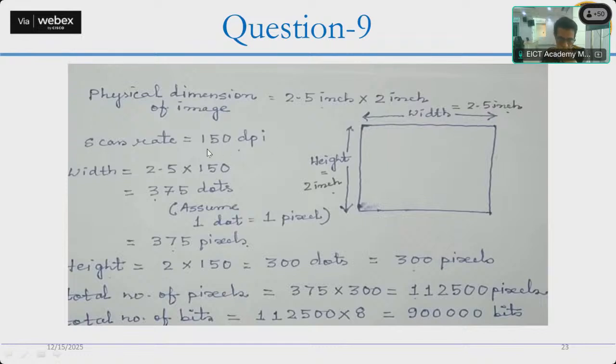So scan rate, this is basically given. When the width is given, this much inch is given. 1 inch contains 150 pixels. So this much height contains how many pixels? It is 2.5 into 150.